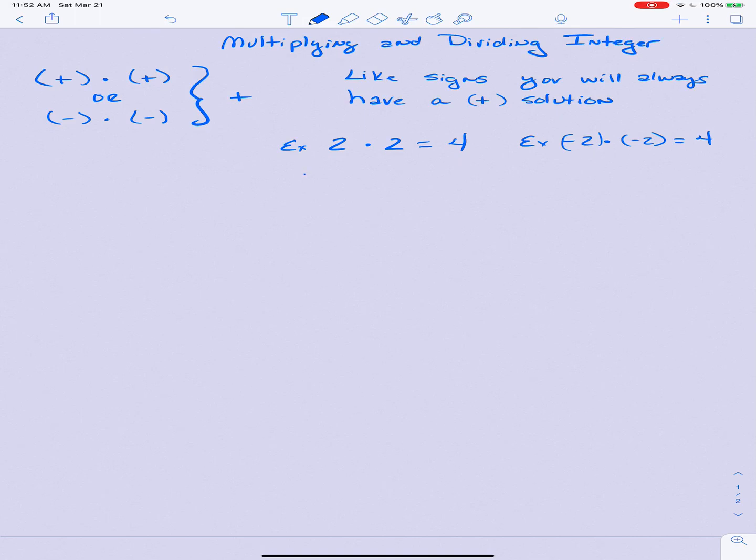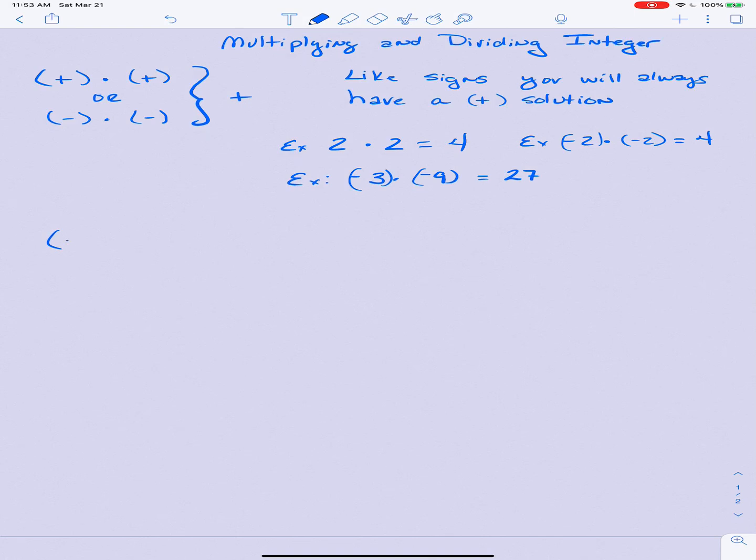Let's do one more example. Okay, negative 3 times negative 9. And the reason I'm putting these parentheses around my numbers is to make sure that I'm grouping my negative signs together. That's going to give me a positive 27. Everybody good? Now, here's our second rule.